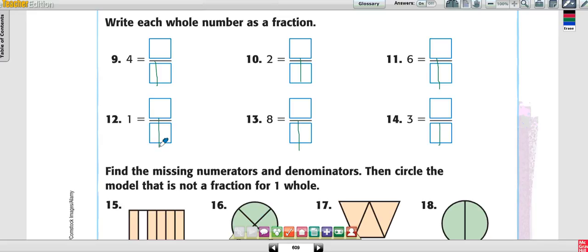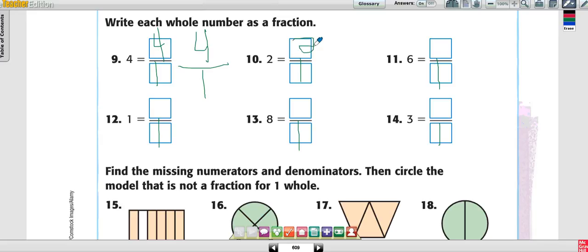And then the whole number goes at the top. So when the whole number is written as a fraction, it's going to be the whole number over 1. Because that tells me how many sets I have. And the numerator tells me that I have 4 sets of whole numbers.